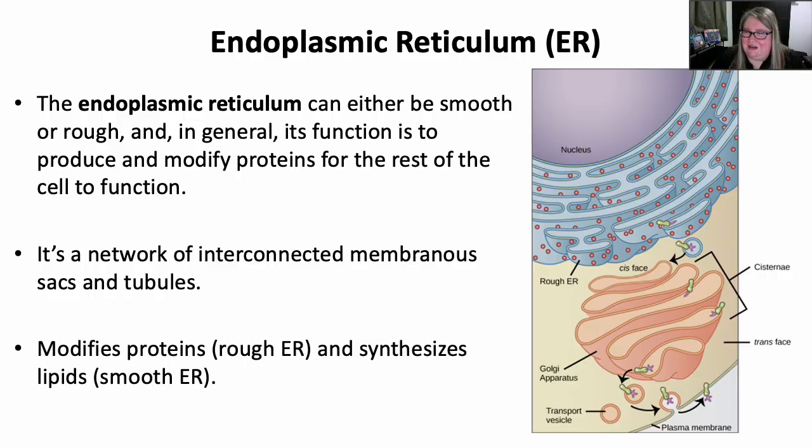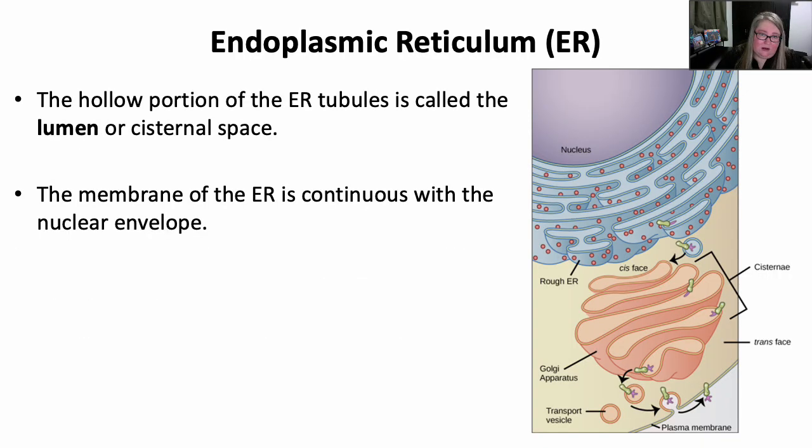So this is where a lot of the things that our cell needs to function are made, in the endoplasmic reticulum. The ER is made of these membrane sacs and tubules. These tubules are actually hollow, and the hollow part is what we call the lumen or the cisternal space. What's really important to remember about the ER is that it's continuous with the nuclear envelope. It means that the nuclear envelope that holds the nucleus is literally connected to the endoplasmic reticulum. It's one big network of membranes and tubules, connected to each other.